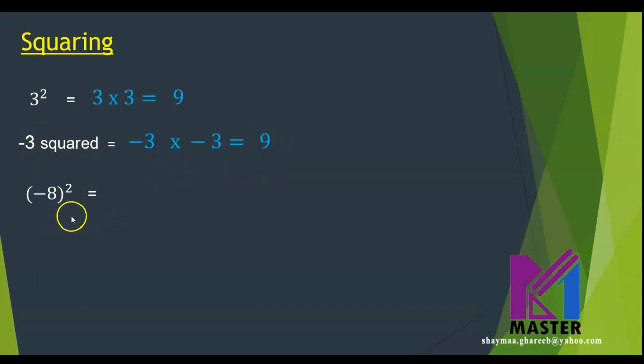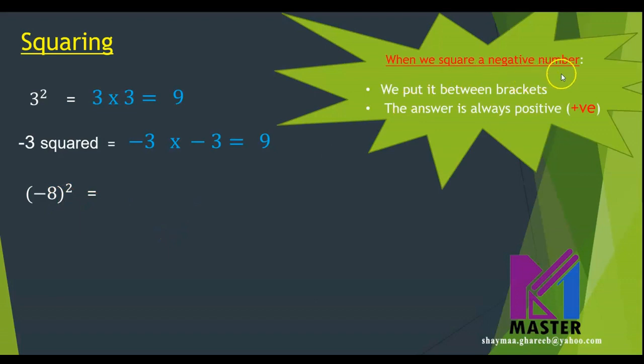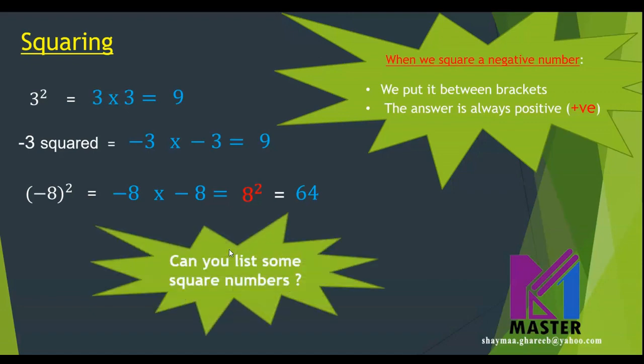Okay? Now look at this example. Negative 8 squared. And I put the negative number between brackets, because when we square a negative number, we put it between brackets. Please remember this information. And the answer, as we said before in the previous example, will be a positive number. So let's do it. Negative 8 squared means negative 8 times negative 8, which is the same as 8 squared, which is 64. Okay?